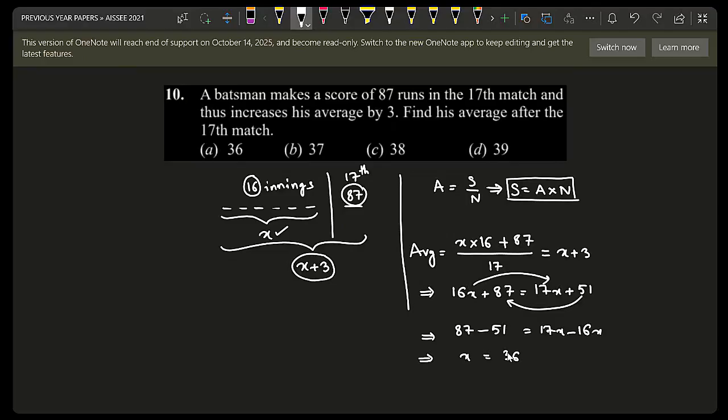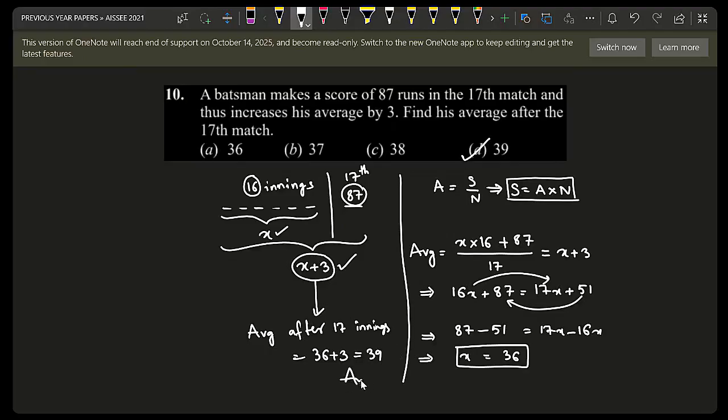Because the question is not asking what the average is after 16 innings. They are asking the average after the 17th match. So what is the average after the 17th match? That is x plus 3. Here we got the value of x only, but we want the final answer. Average after 17 innings is equal to x plus 3. The x value we got is 36, so it's going to be 36 plus 3, which is 39. That is option D. So this is how we solve this question.